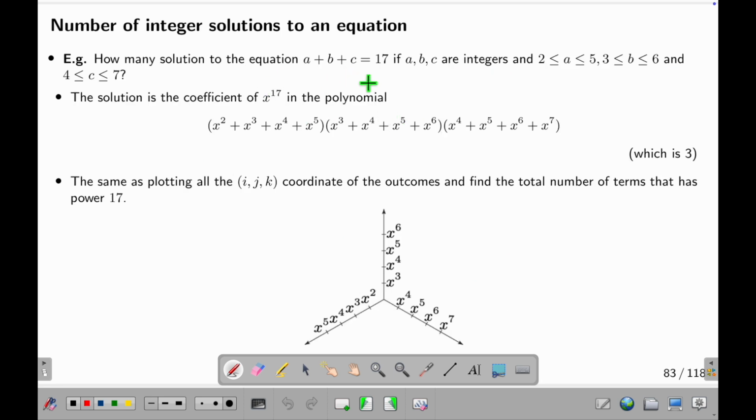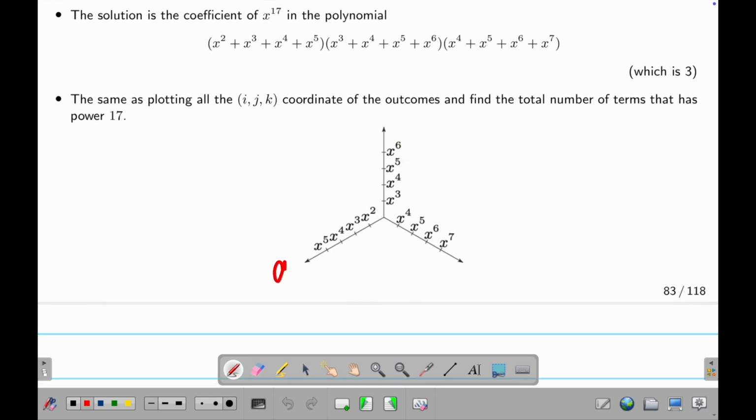Another example, A, B, C sum to 17. With A, this, B, this, C, this, the answer is the coefficient of x17 of this polynomial. And if you count them, it will be 3. And this is how you solve it. That means what? This is the same as, okay, imagine I have this problem. You can think of this as the A space. This is the A space. This is the B space. And this is the C space.